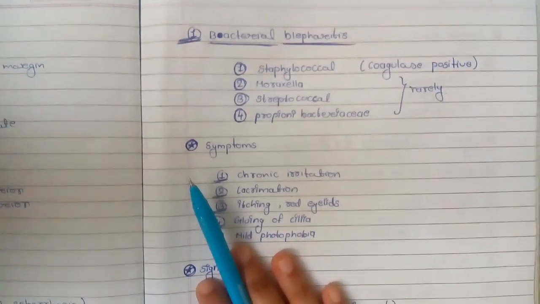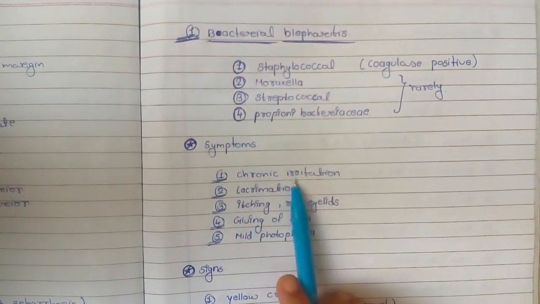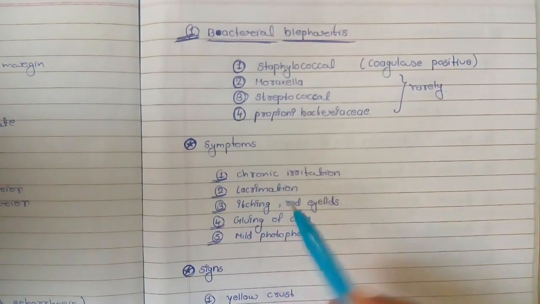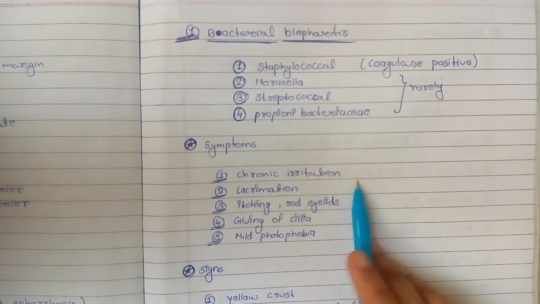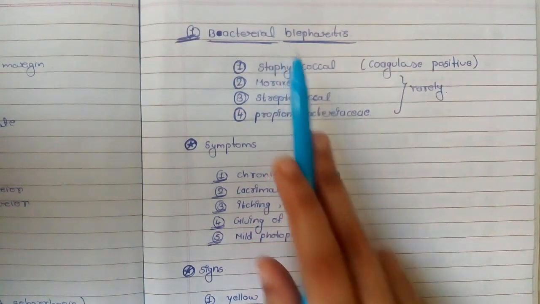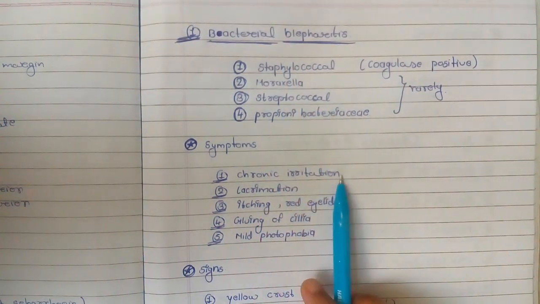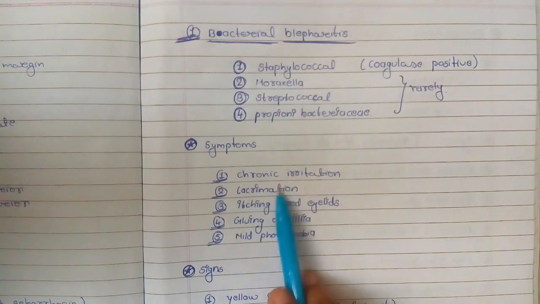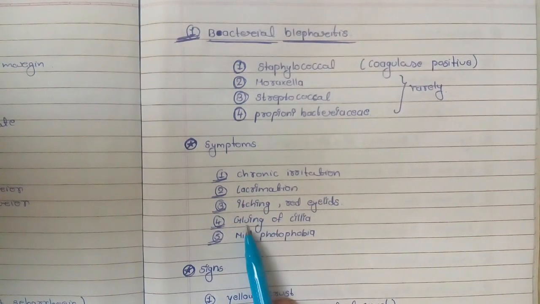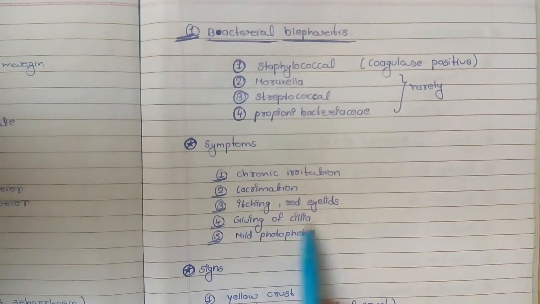Now the symptoms of bacterial blepharitis. First is chronic irritation. This chronic irritation is caused by the crust which is formed on the lid margin. Second is lacrimation. Because of the bacterial blepharitis, sometimes the conjunctiva gets affected, but this inflammation is mild. Third is itching, red eyelashes and eyelid, gluing of cilia.